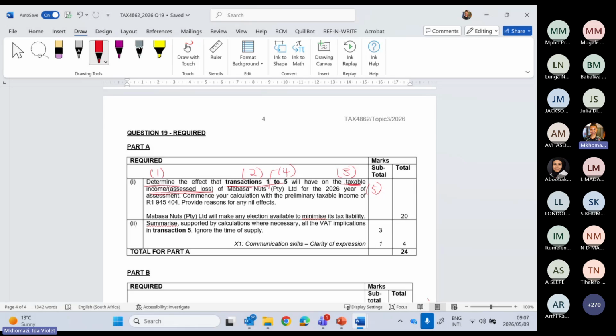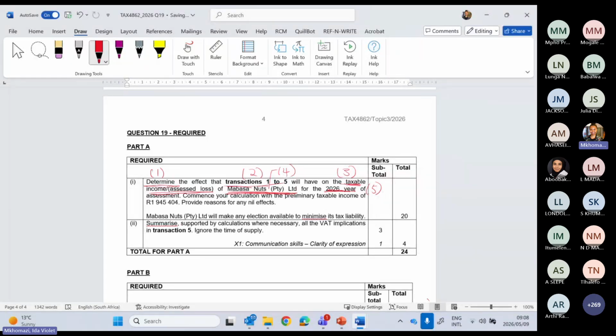Number 4, for who are you doing this calculation for? You are doing it for Mabasa Nuts Pty Limited, which is the company that's in the question. If it happens that there are multiple taxpayers in the questions, we just want the taxable income for Mabasa Nuts, right? Number 5, for when should you do this taxable income? You should do it for the 2026 year of assessment.